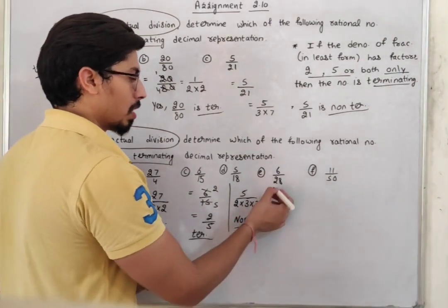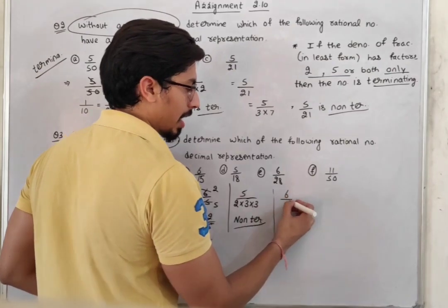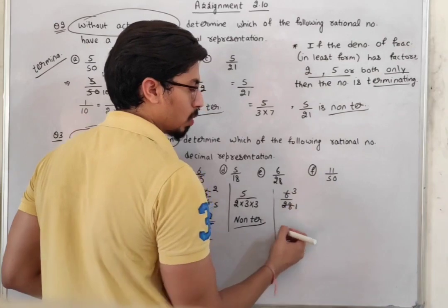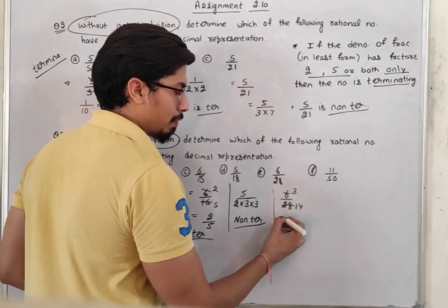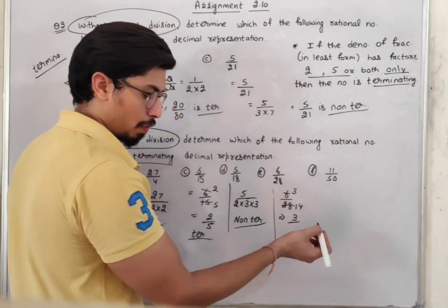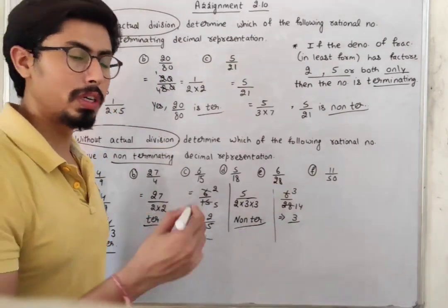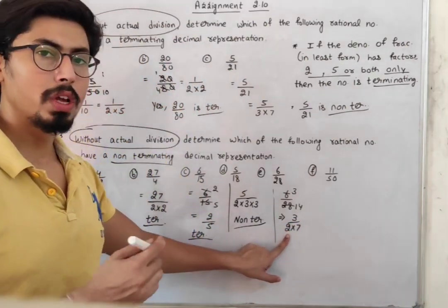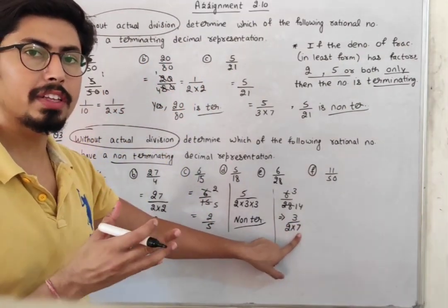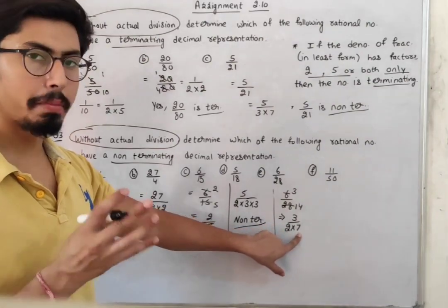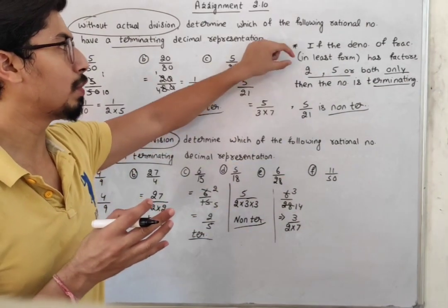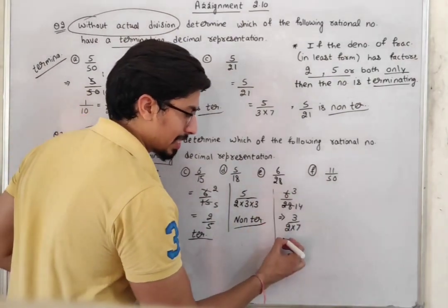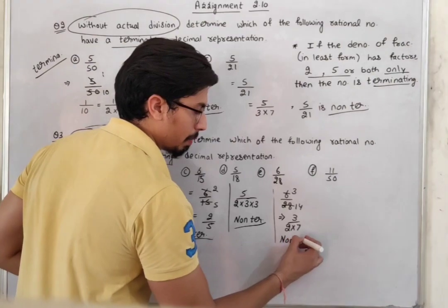Okay. Now 6 by 28, I can further solve it as, see, 2 3s are 6, 2 14s are 28. So 3 by 14, so 3 as it is, 14. 14 can be written as 2 into 7, students. So along with this 2, we have 7 also as a prime factor in the denominator. To make it terminating, we should only have 2 or 5 or both of them. But we have 7 here, so we can say that it is non-terminating.